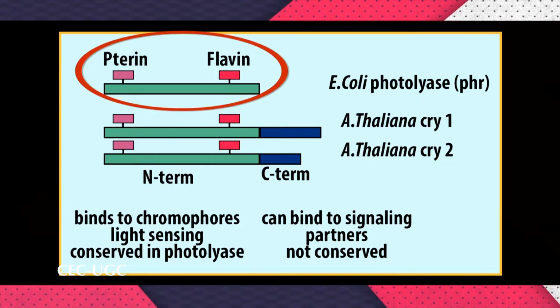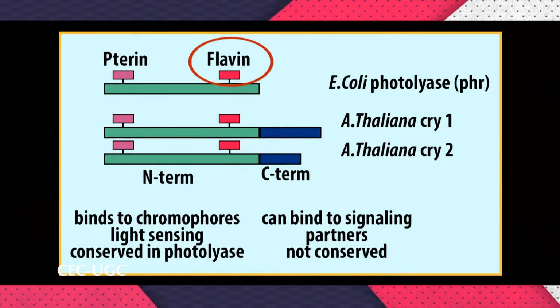PHR contains two chromophores, a light harvesting chromophore which is either a folate, methenyl tetrahydrofolate or a deazaflavin, and a catalytic chromophore that is flavin adenine dinucleotide, FAD. The carboxy terminal side of the protein, on the other hand, is less conserved than the PHR region. It is relatively longer in most of the plant cryptochromes than the animal cryptochromes.